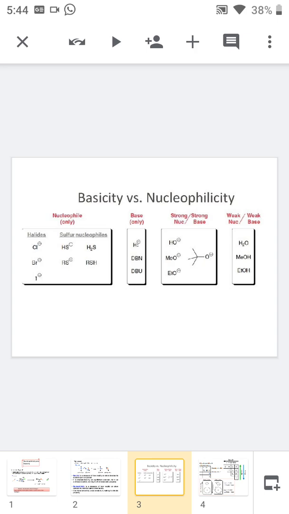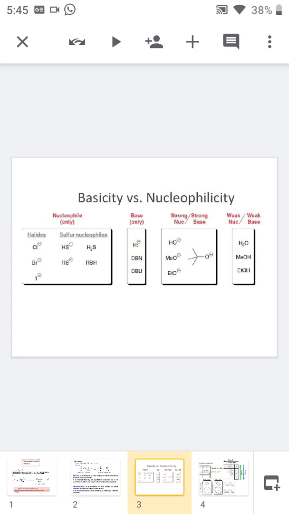Now we are moving into some examples. So first one, Cl minus, Br minus, I minus, HS minus, RS minus, etc. They are only nucleophiles. That means HS minus can attack a carbon because the atomic sizes of the sulfur and the carbon are comparable, but it cannot attack H plus because the hydrogen is a very small atom and it has only one s orbital, and the overlapping is not at all effective. That's why this first category belongs to the nucleophile only. They are not a base.